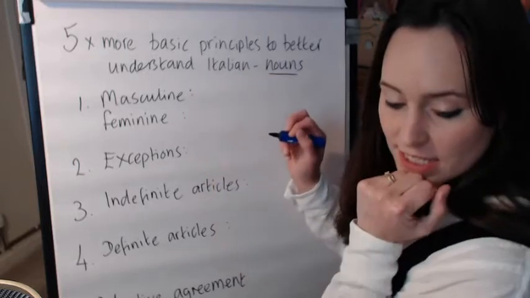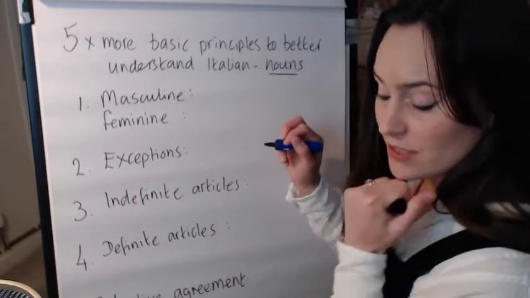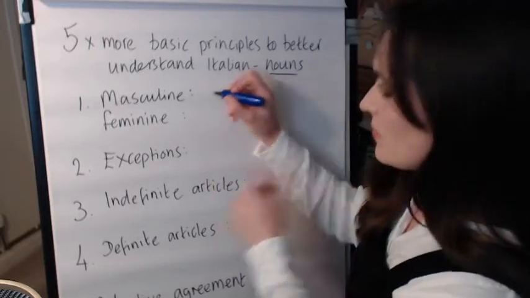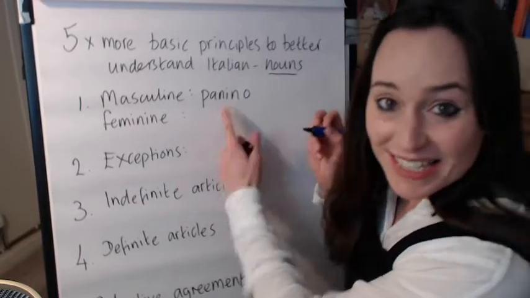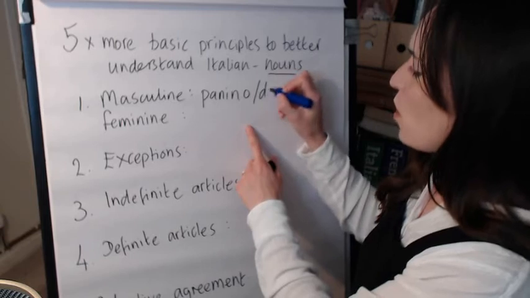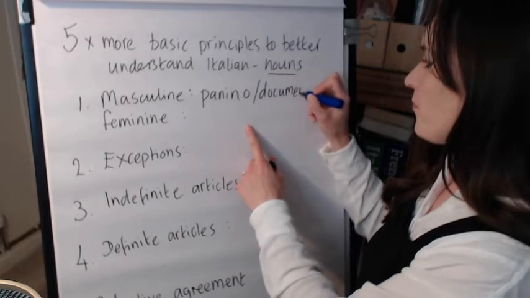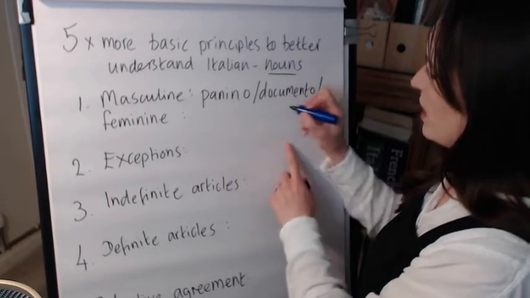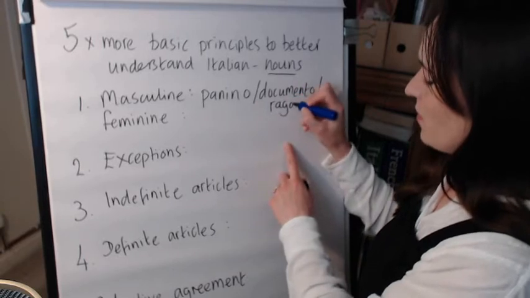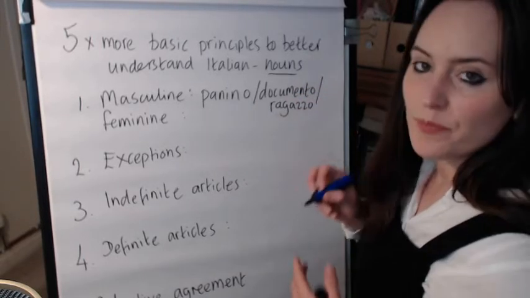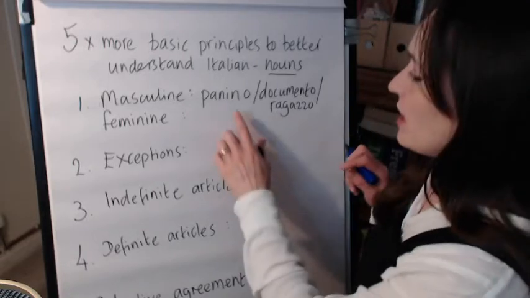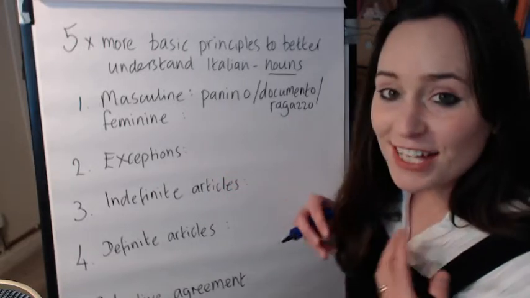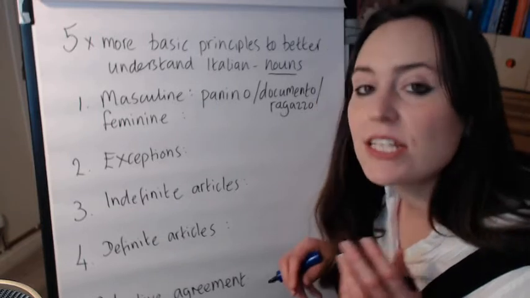So, very generic kind of way of looking at things. Masculine nouns such as, and these are singular nouns, just one of the thing. Panino. Okay, that means a sandwich. Or documento. Document, or ragazzo, that means boy. They all end in O. They're masculine nouns. There may not be any rhyme or reason for why they're masculine, they just are.